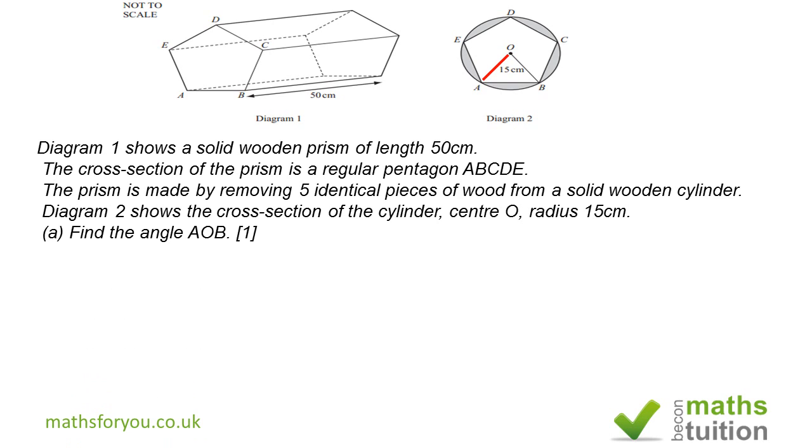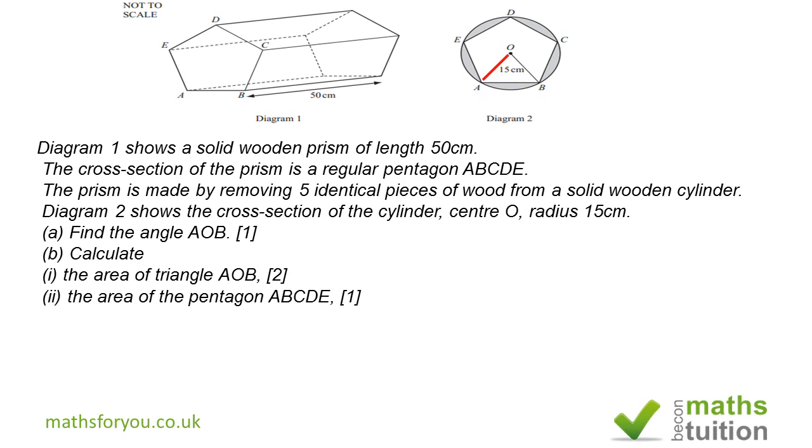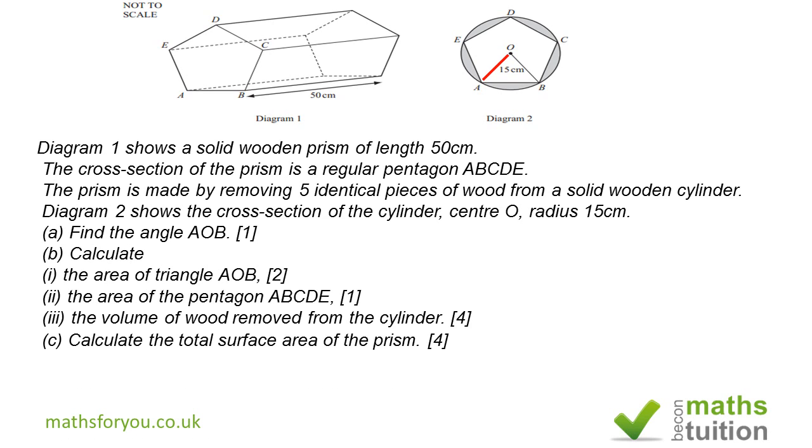Now for the questions, we're supposed to find the angle AOB, which is this one here, and to calculate firstly the area of the triangle AOB, which we do later on, and next to find the area of the pentagon ABCDE. We can do that by finding the area of one triangle and then multiply by 5, and then calculate the volume of the wood removed. I mean, that should be easy as well, hopefully. And finally, the total surface area of the prism, and that's the difficult bit of the whole question.